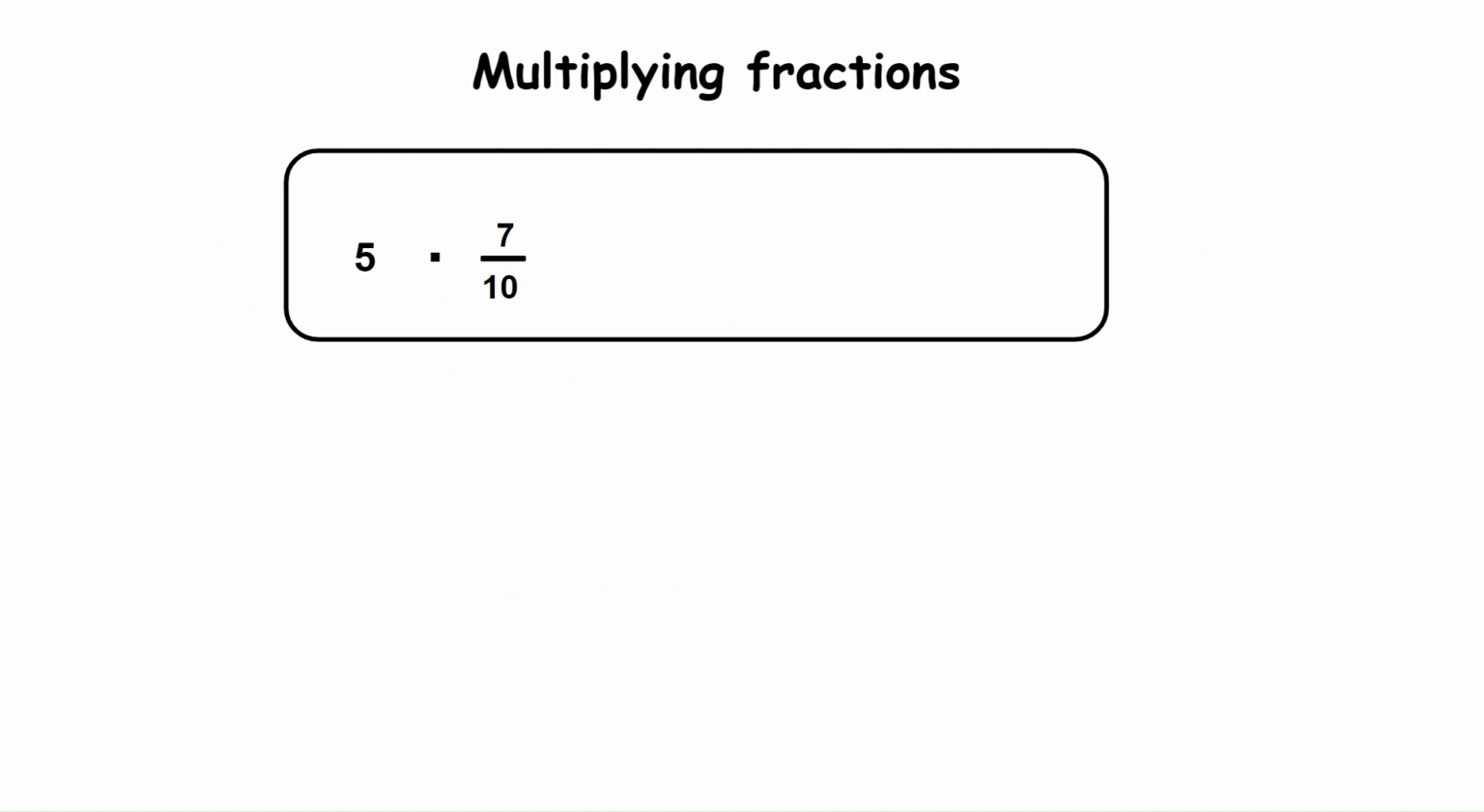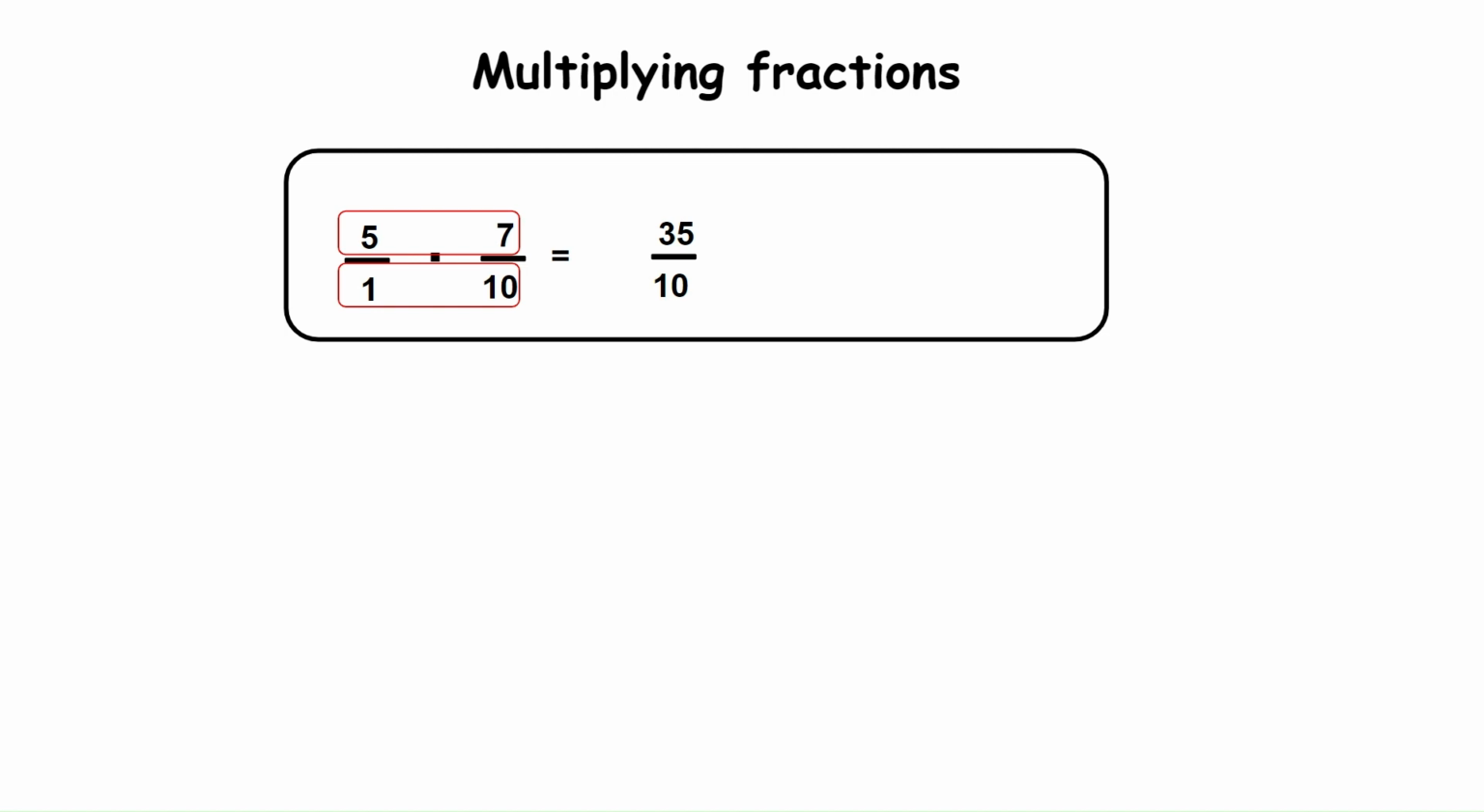All right, let's try another one. This time we have the whole number 5 multiplied by 7 over 10. So how can we turn our whole number into a fraction? That's right. We simply place it over 1. Next, we multiply our numerators. That's 5 multiplied by 7, which is 35. And we multiply our denominators. 1 multiplied by 10 is 10. Now we have 35 over 10.